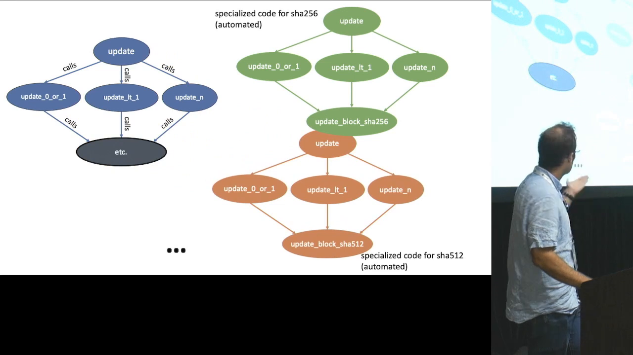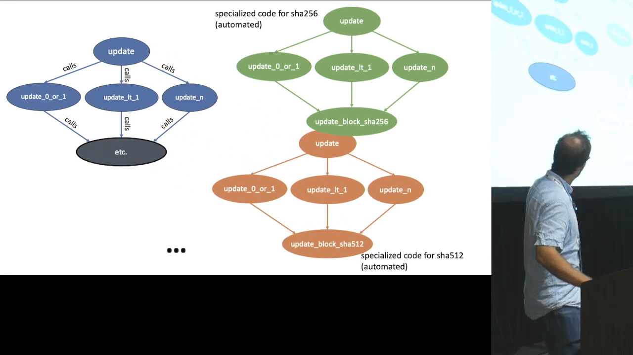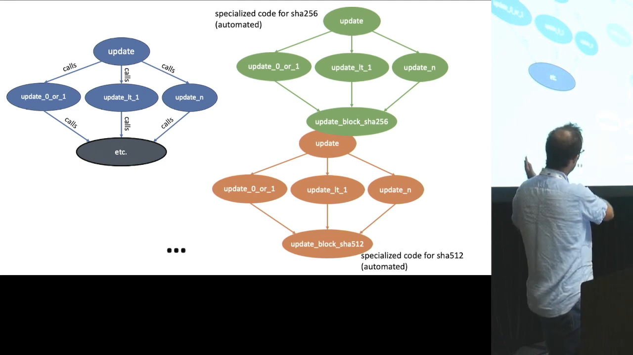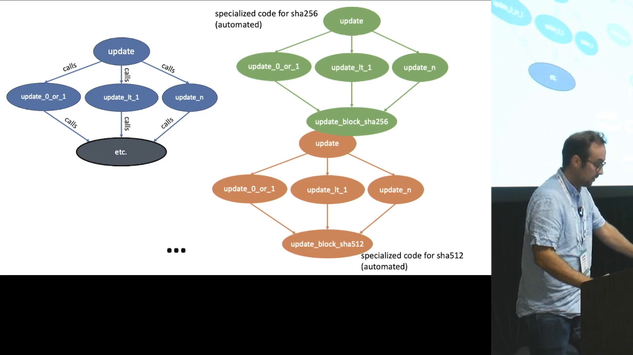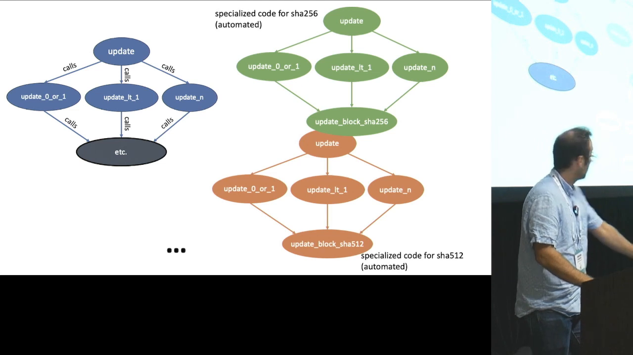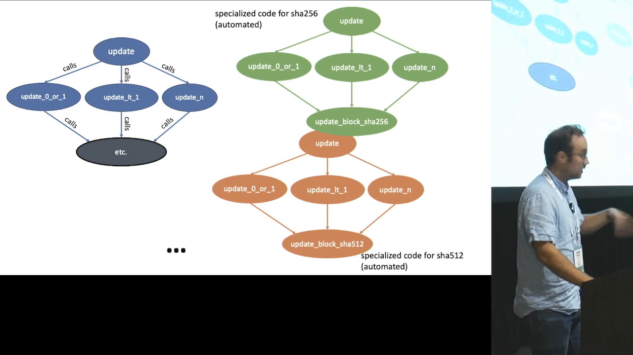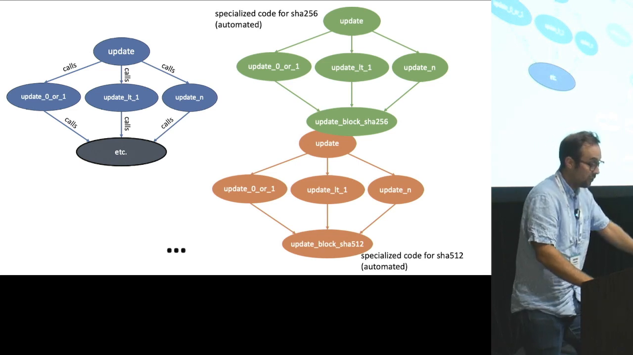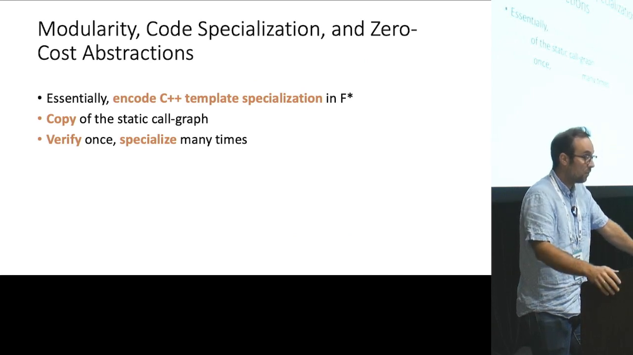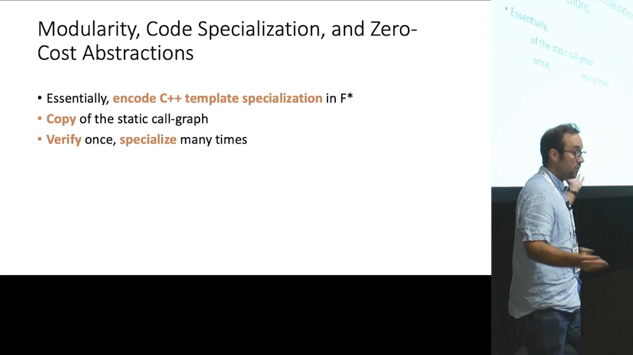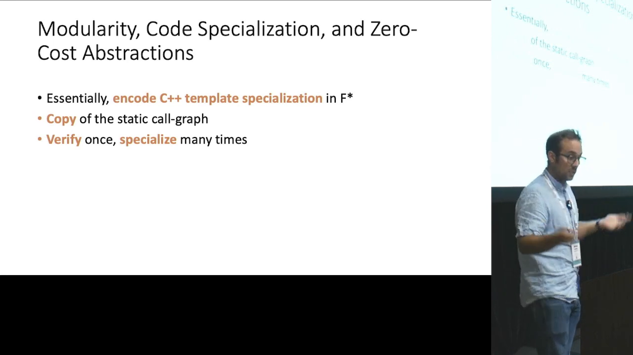That's essentially what we did in this work. We encoded the code specialization logic that copies an entire algorithm and produces a specialized version of it, suitable for then feeding into the F star to C compilation pipeline. This kind of code specialization is entirely written in F star without extending the TCB. It's a user land tactic that takes care of rewriting all of this code. As I mentioned before, one good intuition is that it's almost like C++ template specialization. The code is copied. And of course, we verify the whole thing once, but we enjoy the specialization for free many times.